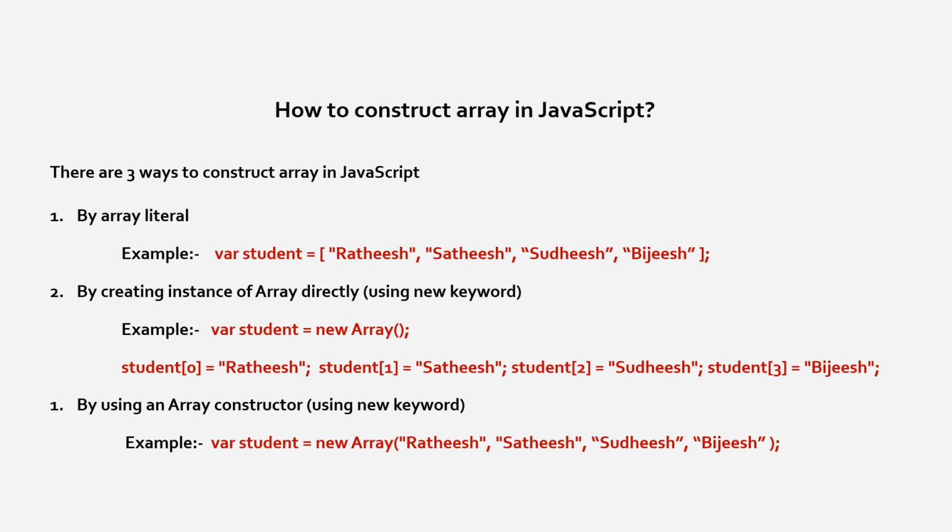For example, using a literal, see, this is the example. Straight away we have the array name called student, and straight away we are assigning the array contents. Then using the new keyword, we are creating an array. See, we have created an array called student using the new keyword.